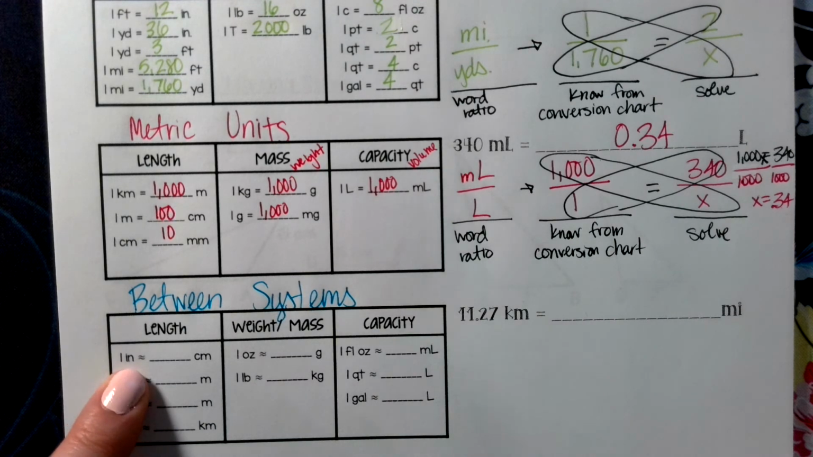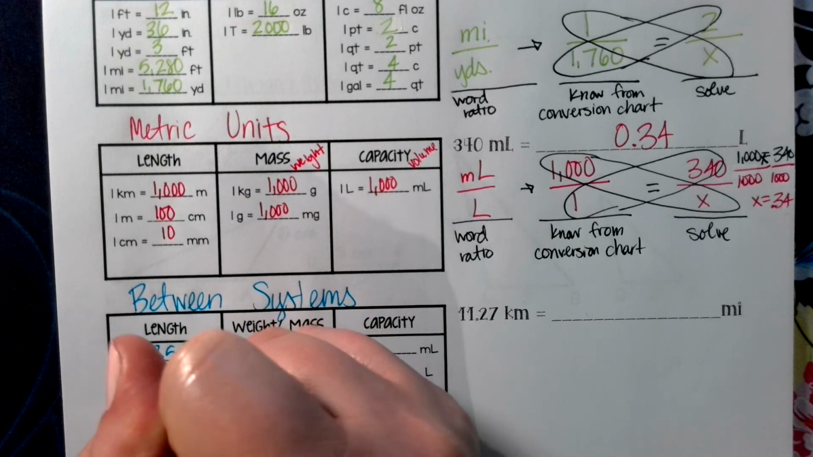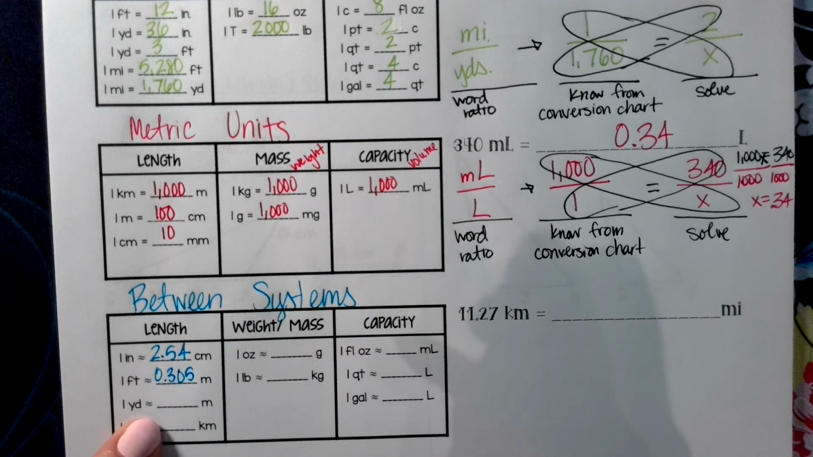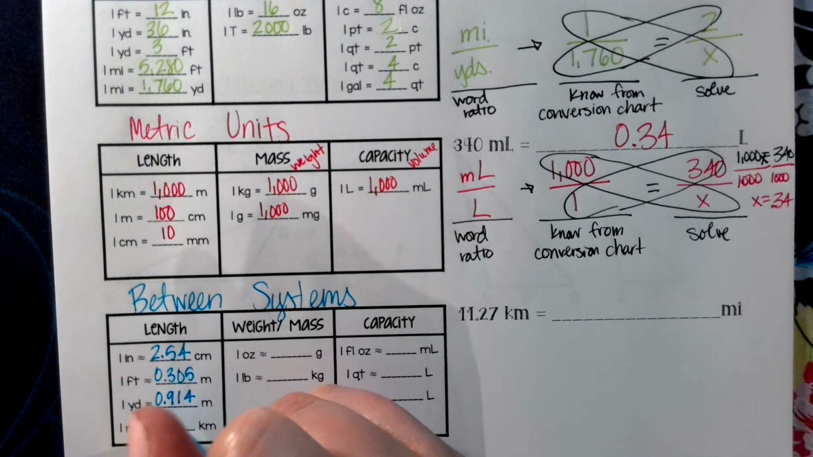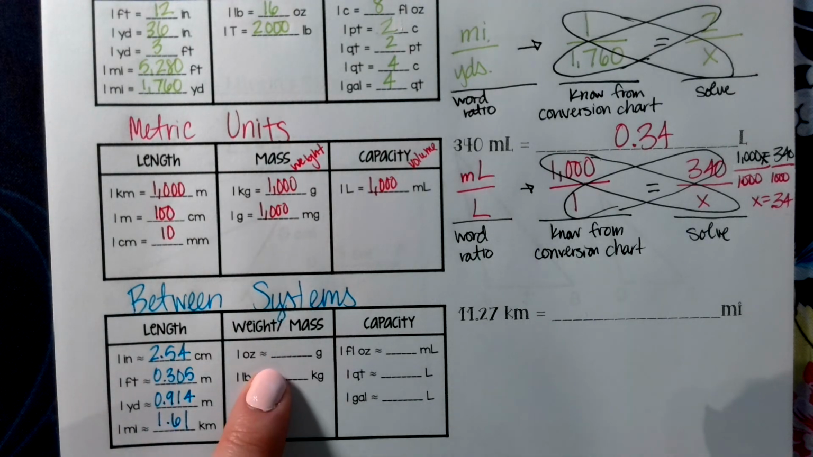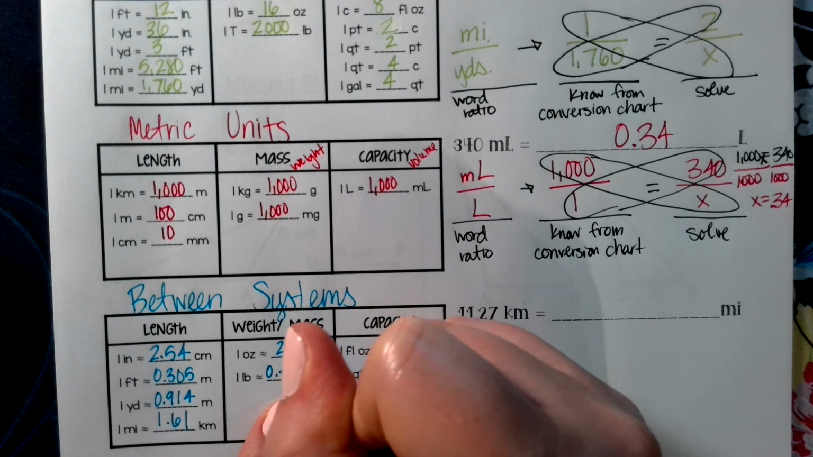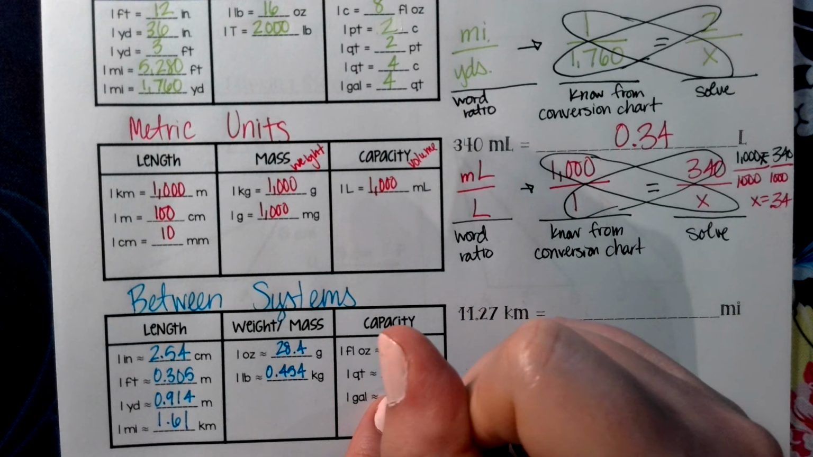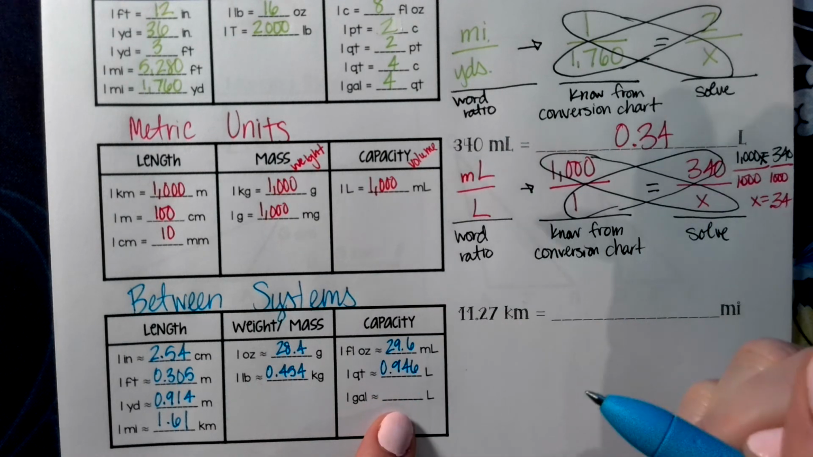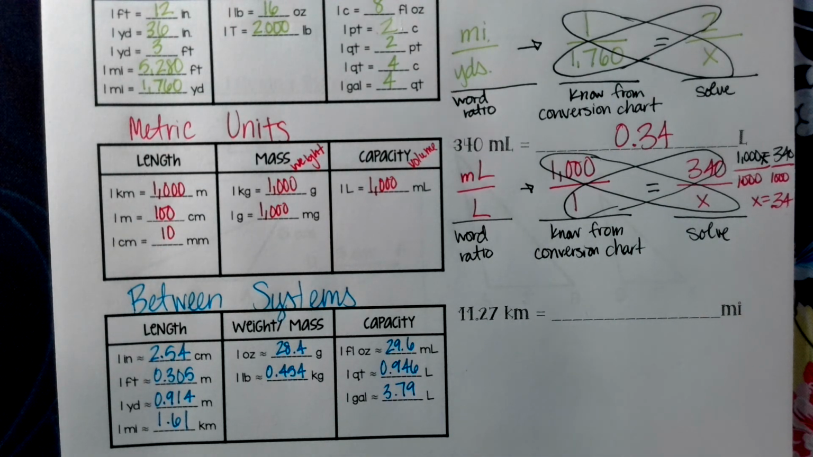It's not exact. So 1 inch is approximately 2.54 centimeters. 1 foot is approximately 0.305 meters. 1 yard is approximately 0.914 meters. 1 mile is approximately 1.61 kilometers. 1 ounce is approximately 28.4 grams. 1 pound is approximately 0.454 kilograms. 1 fluid ounce is approximately 29.6 milliliters. 1 quart is approximately 0.946 liters. And 1 gallon is approximately 3.79 liters. That's a lot of very ugly numbers to remember. If we would have taken the SOL, they would have given you those numbers.